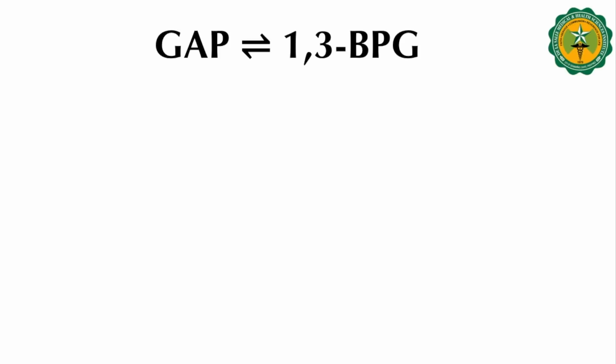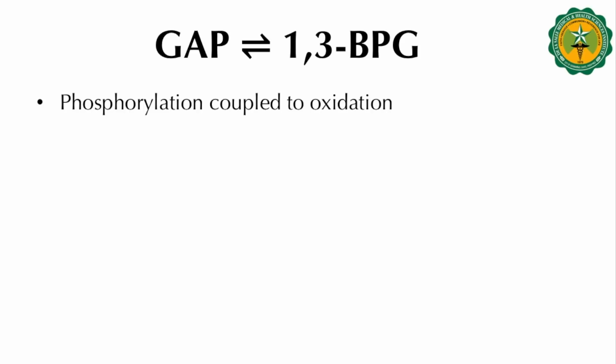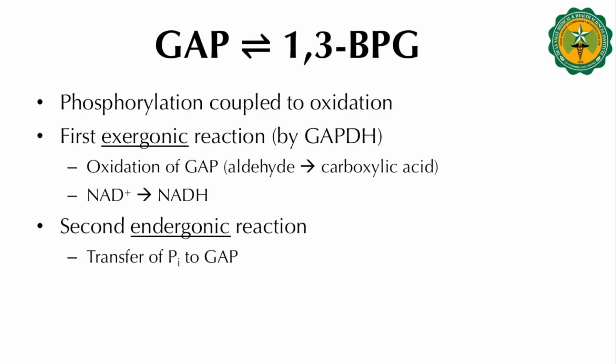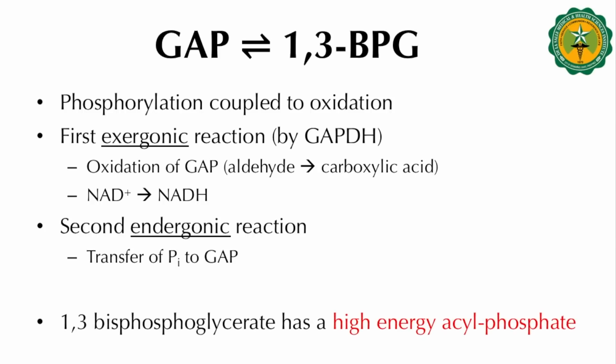Now, if you look closely at the chemical reaction in the previous slide, you'll see that this step involves phosphorylation coupled to oxidation. On further scrutiny, you'll see that there is actually an endergonic reaction coupled to an exergonic reaction. The oxidation of GAP, the first reaction, is an exergonic reaction that powers a second endergonic reaction, which is the addition of inorganic phosphate to GAP. Because of this, the resultant molecule, 1,3-bisphosphoglycerate, which is in the oxidized state, now has a high-energy acyl phosphate. This molecule is subsequently utilized in the next step of glycolysis, which is overall exergonic.